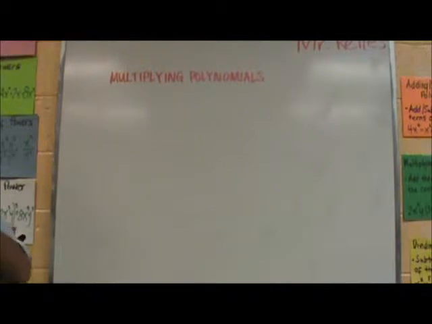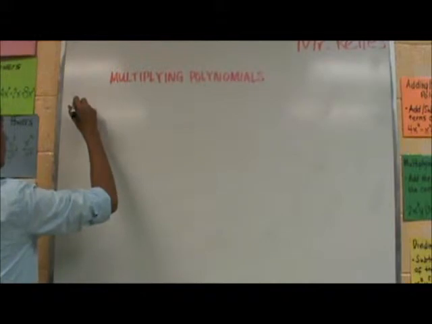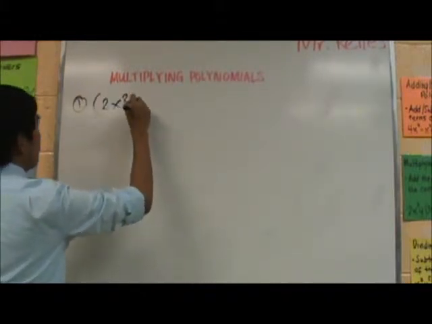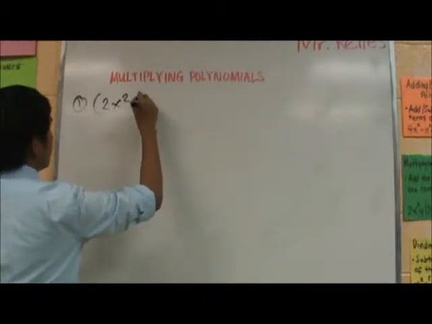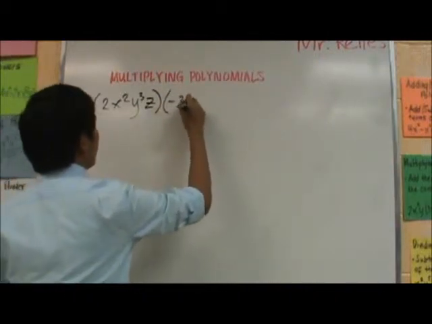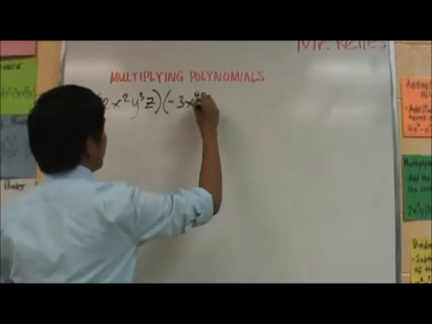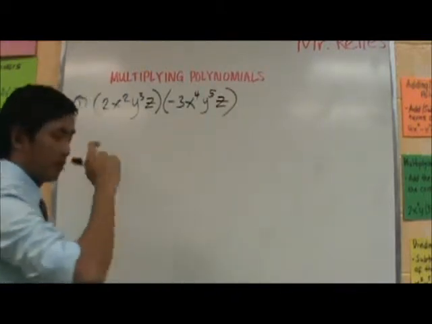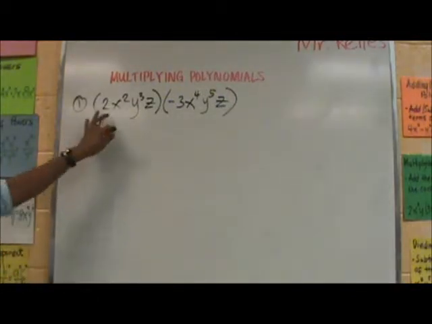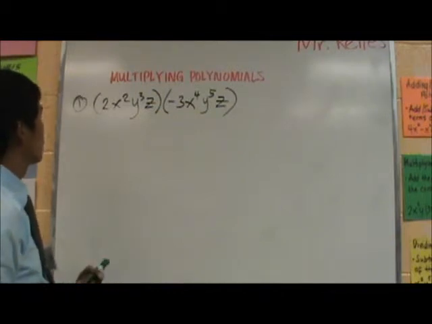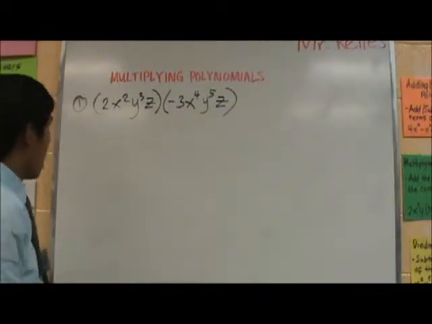In multiplying polynomials, it's really important to apply the laws of exponents. For example, let's say we have 2x squared y to the third power z times negative 3x to the fourth power, z to the fifth power, y to the fifth power, z. Now, in multiplying a monomial by another monomial, once again, you have to follow the laws of exponents.